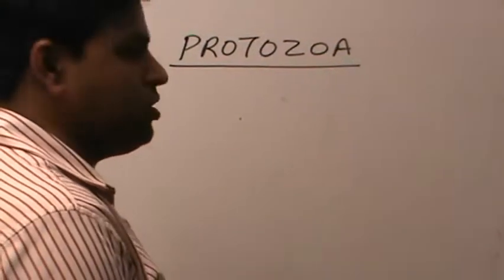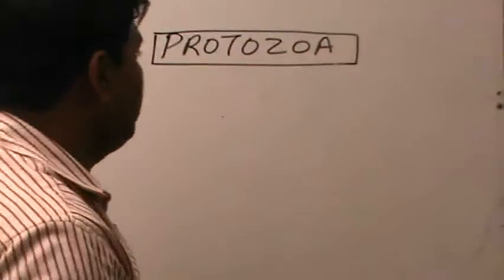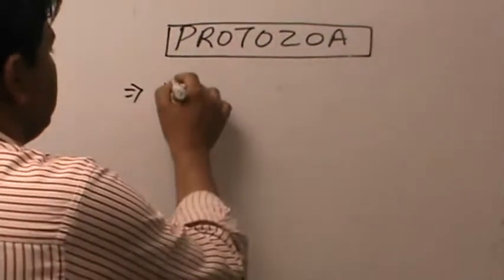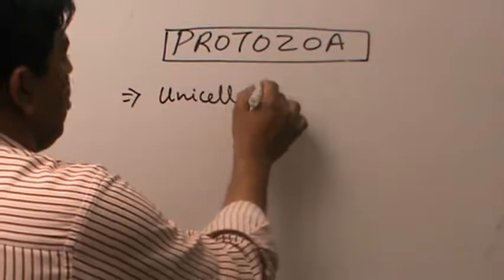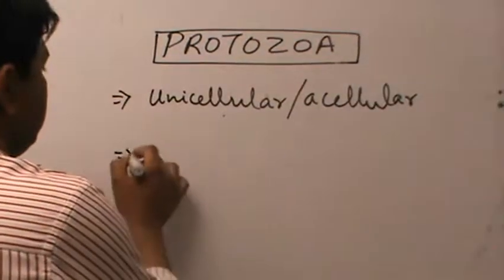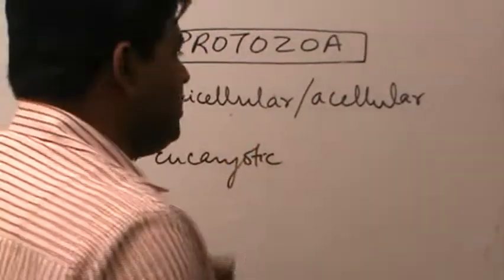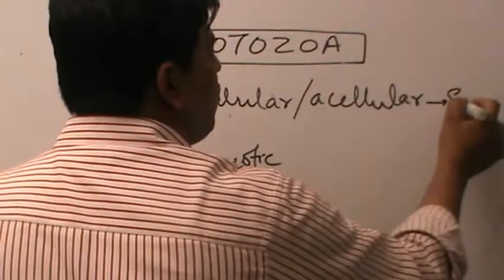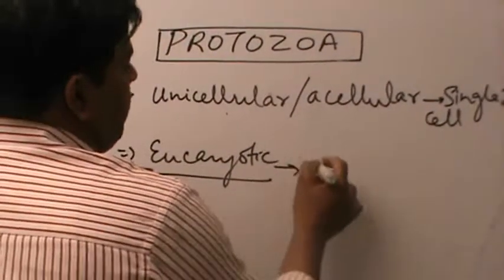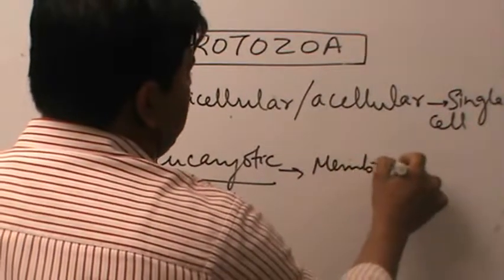Yes, today we are going to start with the protozoa, the phylum Protozoa. This phylum comprises those types of organisms which are unicellular or acellular and eukaryotic. So, what do you mean by unicellular or acellular? That is, it has only a single cell, and eukaryotic means it consists of membrane bound organelles.